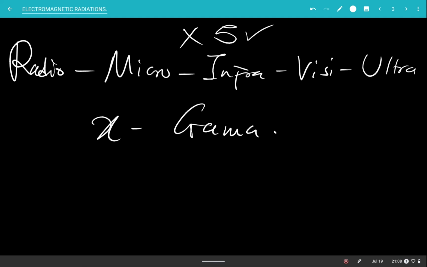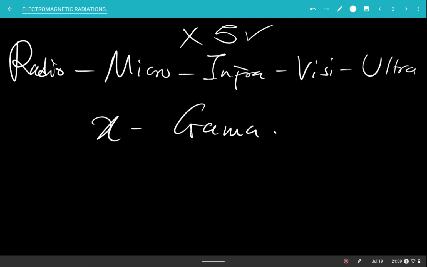Now we're going to do it together. I know it might sound a bit corny, but trust me, you'll use it as a shorthand system. So let's do it together. It's going to be radio micro infra VZ, ultra, X gamma. Radio micro infra VZ, ultra, X gamma.